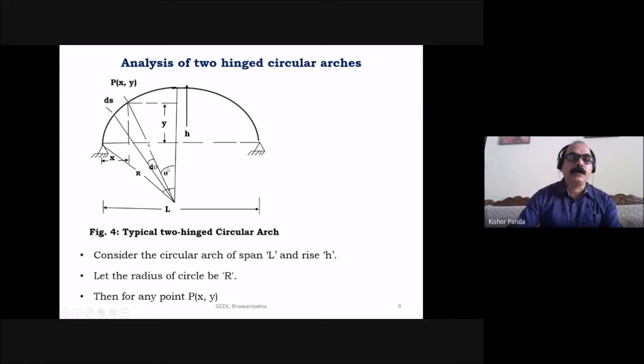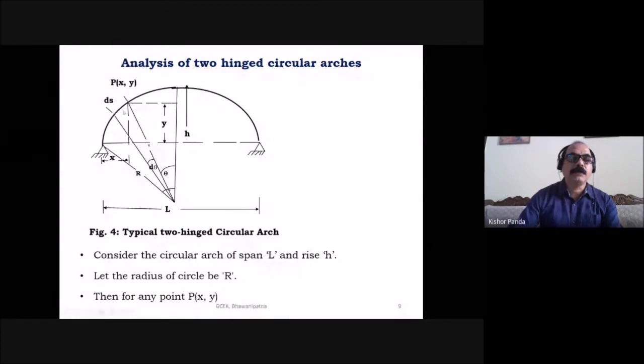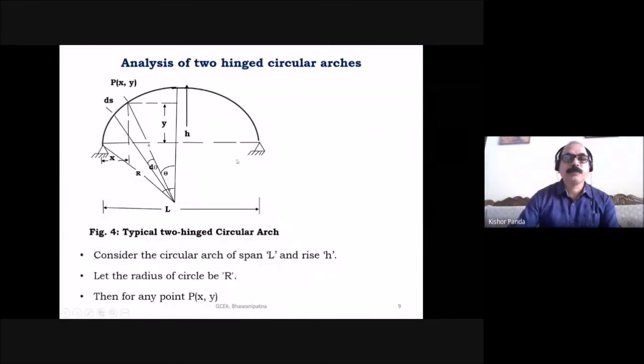Take a point at an angle theta from the vertical line, or from this support A. The coordinate is x, y, and this is your angle. This angle is d theta, and this length is ds, the curve length. The length of the circular arch is L. Consider the circular arch of span L and rise h. This is called the rise, from this to this. Let the radius of the circle be R.